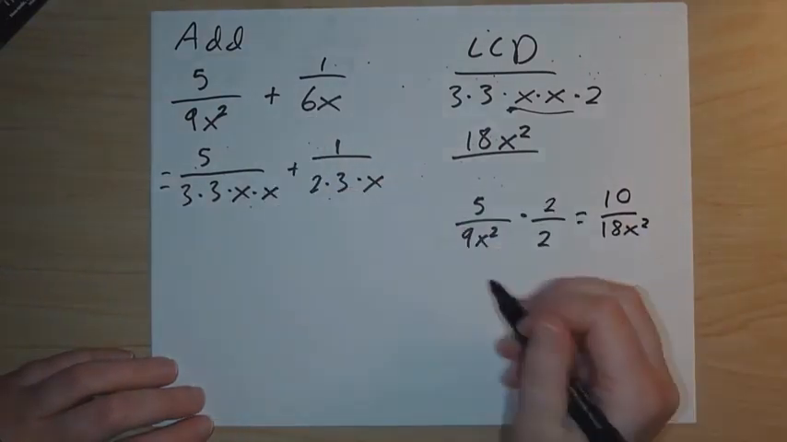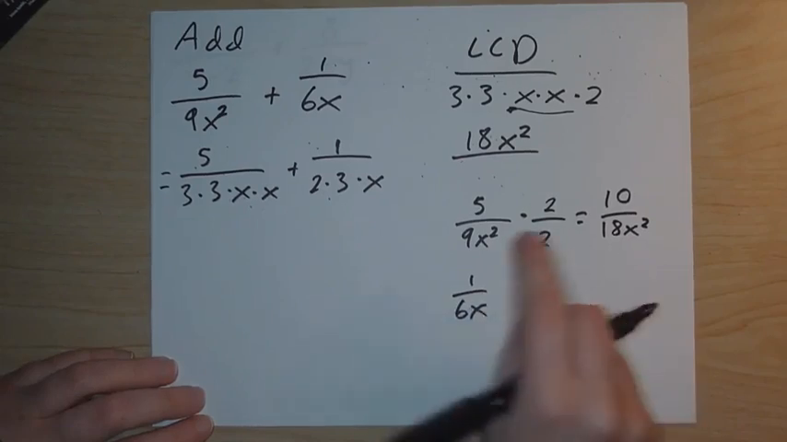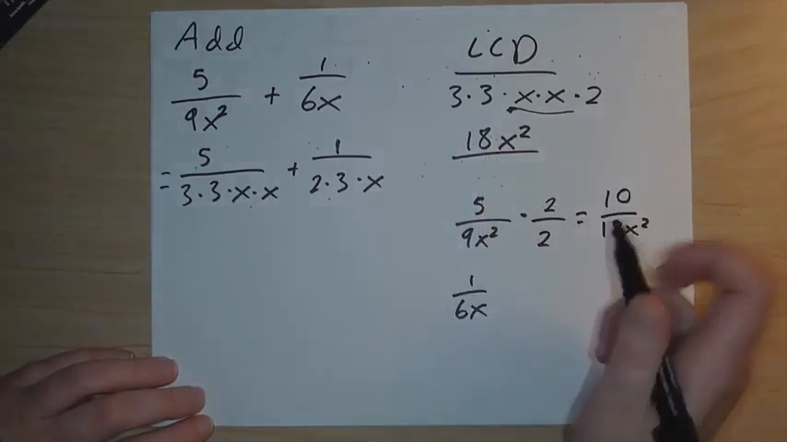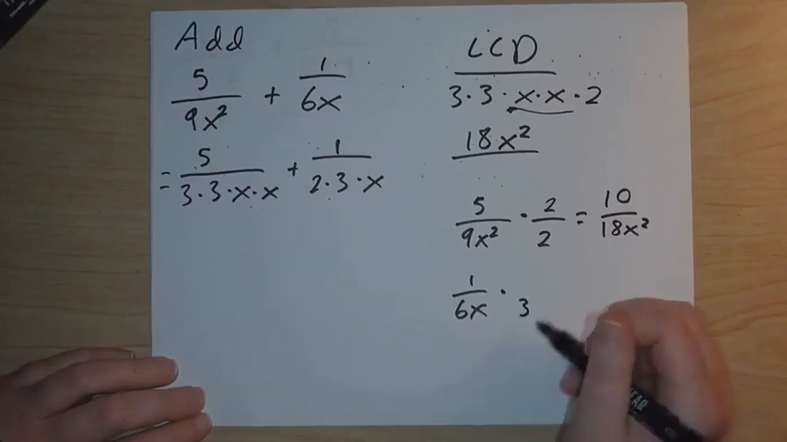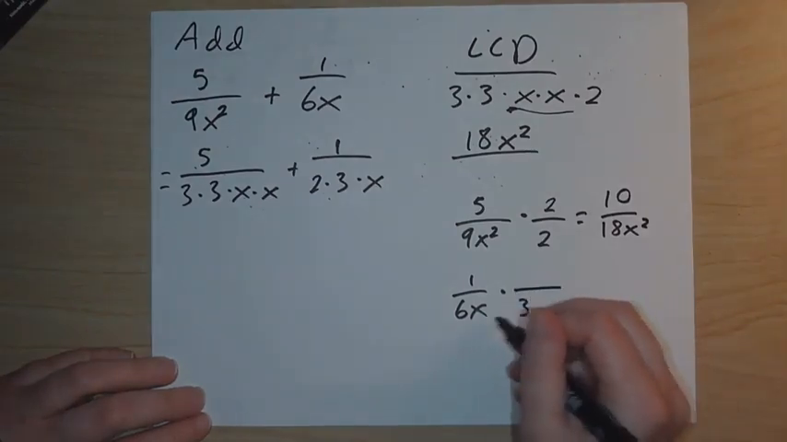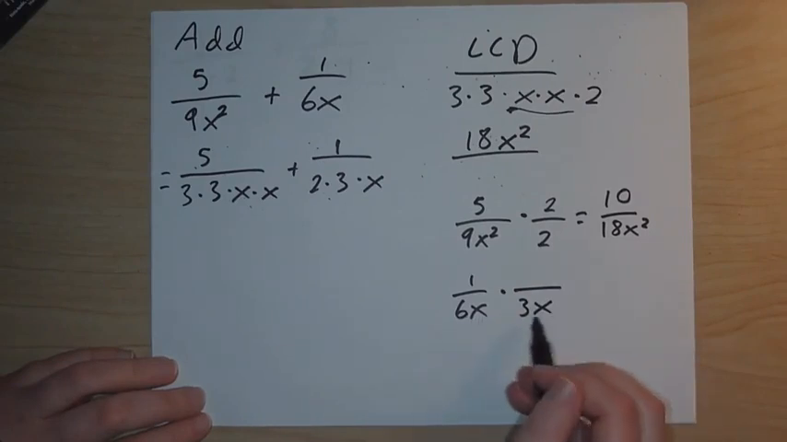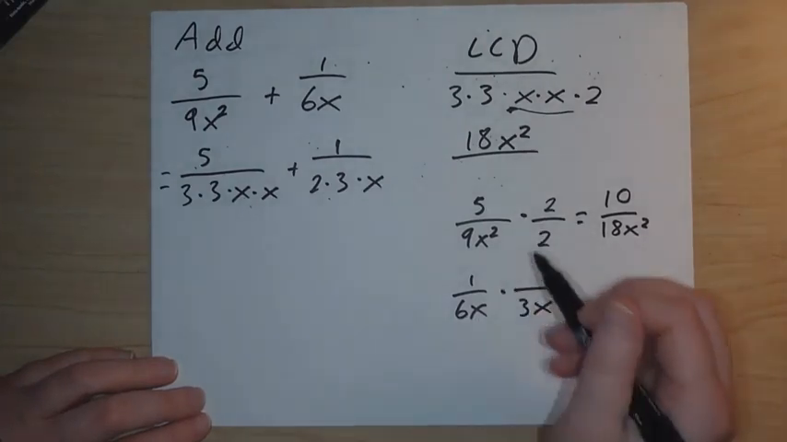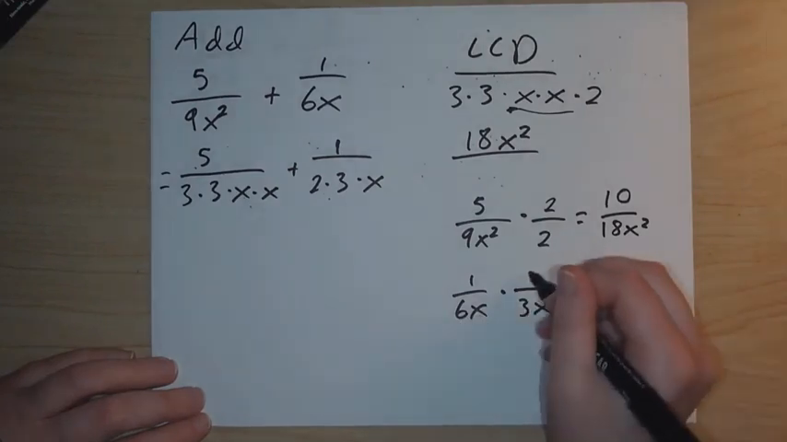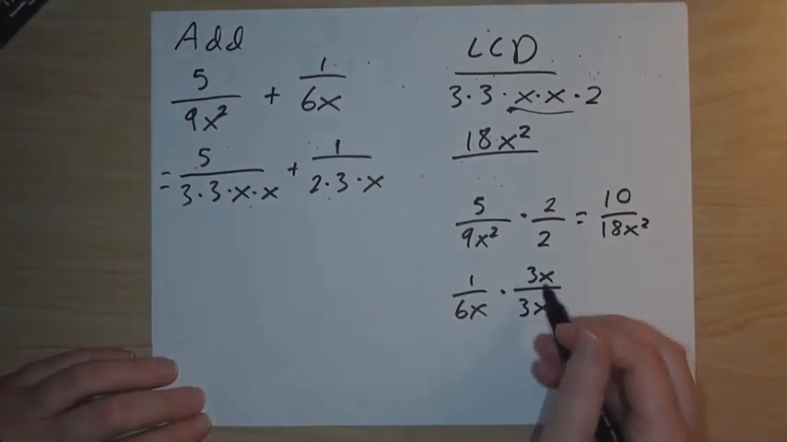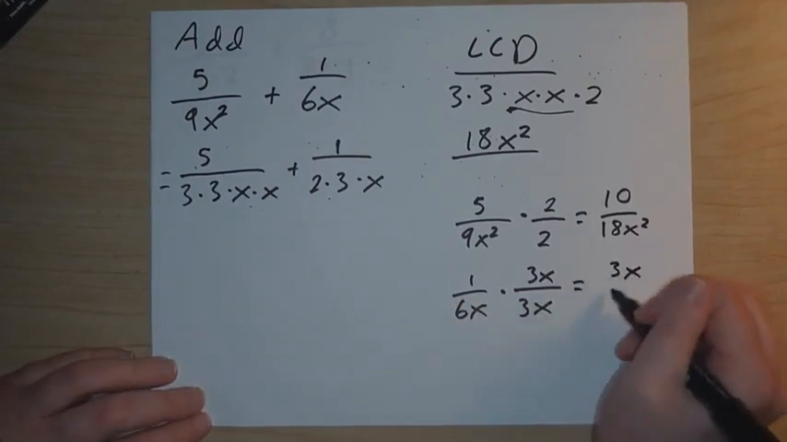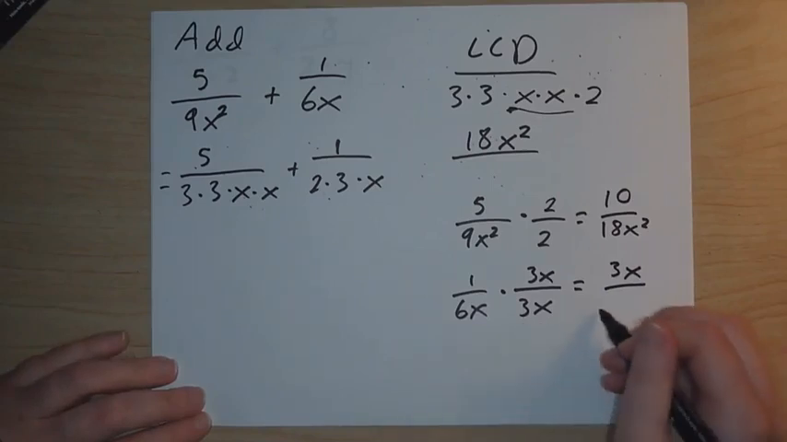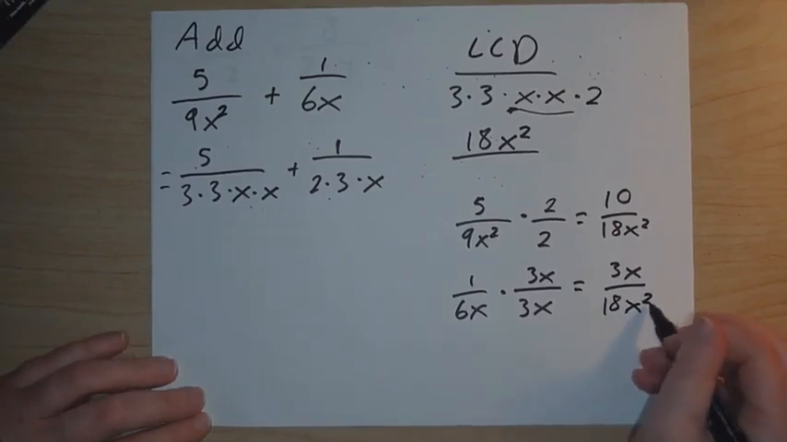Now we have to do it to the second one. So 1 over 6x, we want to make 6x into 18x squared. So to make 6x into 18x squared, we first need to multiply this 6 by 3 to get 18. And we also need to multiply by an x. And if we do 6x times 3x, we get 18x squared. We don't want to change the value of this fraction, so we have to multiply by the same thing on top and bottom. 3x over 3x is 1. So doing that, 1 times 3x is 3x. 6x times 3x is 18x squared.